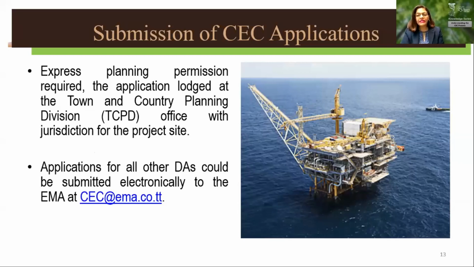Once the applications are completed, the pre-screening form must be submitted with the CEC application form A. If your proposed project requires express planning permission from the Town and Country Planning Division, then your application needs to be lodged to the Town and Country Planning Division office that has jurisdiction for the area for the project site. So for example, if you're doing a project in Arima, then your application should be submitted to the TCPD office that is located in Tunapuna. Applications for all other designated activities that do not require express planning permission, such as offshore activities, could be submitted electronically to the EMA at cec@ema.co.tt.